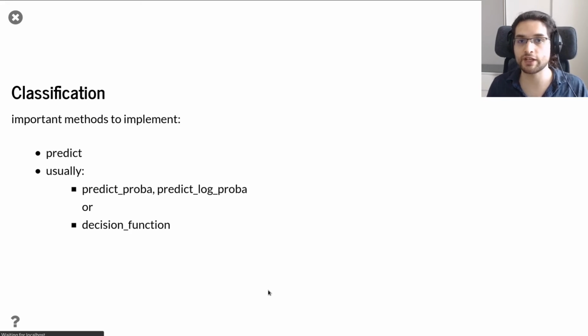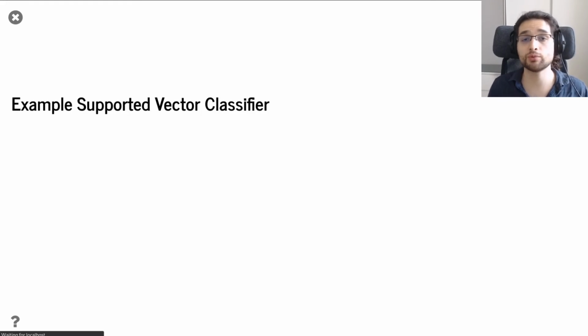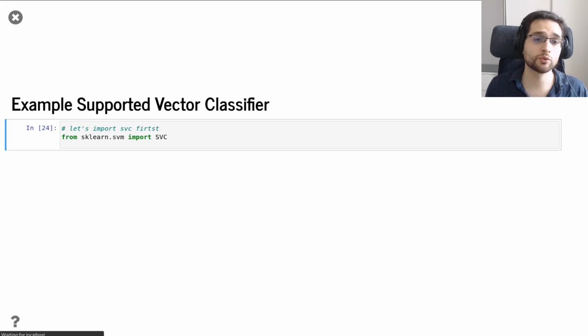Now let's talk a little bit about classification, because classification is a little bit more tricky than regression. Here, important methods to implement are predict and usually predict proba, predict log proba, or decision function. Can also add all. The interesting part here is that for classification, usually if you want to visualize it, there needs to be some sort of continuous value. And to get these continuous values, you usually use predict proba or decision function. But let's look into it a little bit more now with the example of the support vector classifier. Importantly, I will not implement myself something here because then we get too much into details of implementation. And I just want to show you what a decision function is and what predict proba means. We just import it.